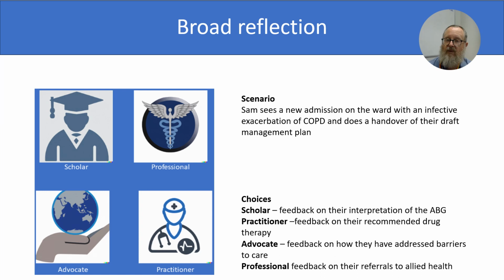It's also worth thinking about what aspect of a task we give feedback on and what perspective is taken. For example, if a student does a new admission and presents a management plan at handover, we make a choice about what aspect of the performance we give feedback on. The 4 domains of the curriculum give an opportunity to comment on maybe the interpretation of the ABG, the drug therapy, the barriers to care, or teamwork. Thinking about the patient broadly across the curriculum represents broad reflection. You can't comment on everything, so the choices we make are important.